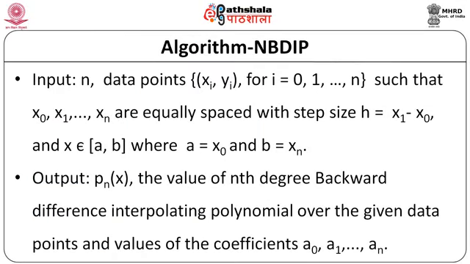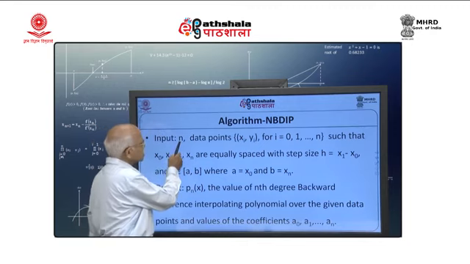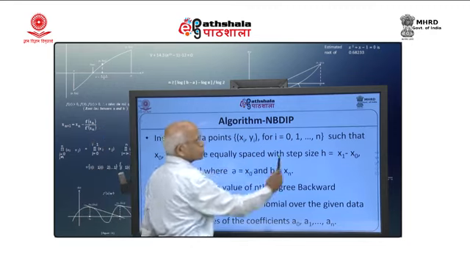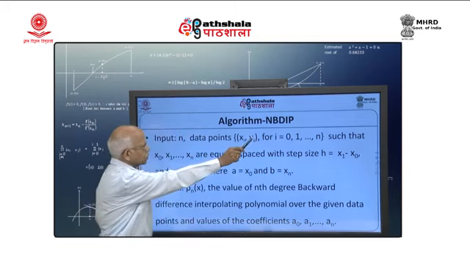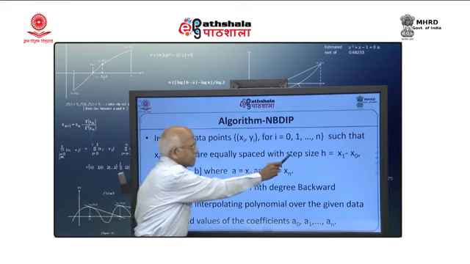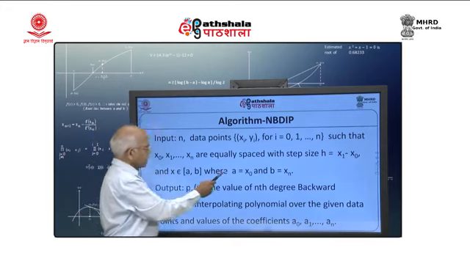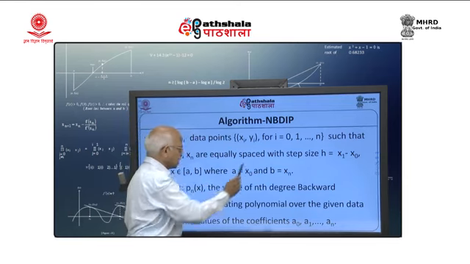Similarly, I can now work out the algorithm for Newton's backward difference interpolating polynomial. Now, you know that in the backward difference interpolating polynomial, we are working out backward differences. So, again we have the input to the algorithm same as the previous one. So, this is n data points x i, y i, i equal to 0, 1, 2, 3 up to n, such that x 0, x 1, x 2 are equally spaced with step size h equal to x 1 minus x 0, and x belonging to [a, b], where you want to evaluate the value of y, and where a is x 0 and b is x n.